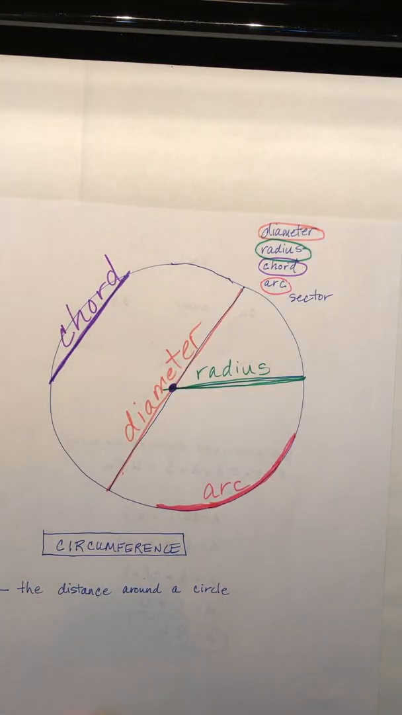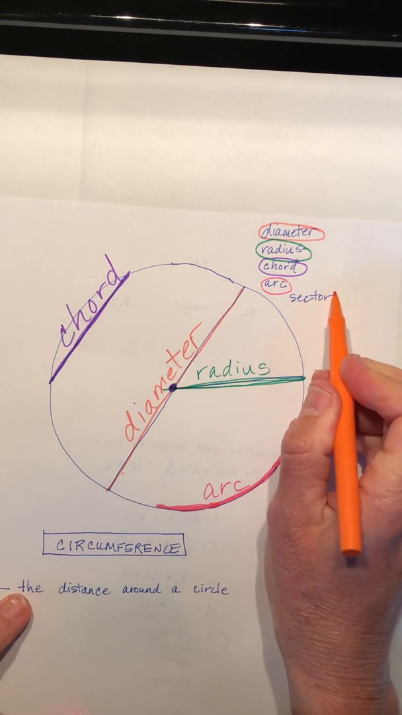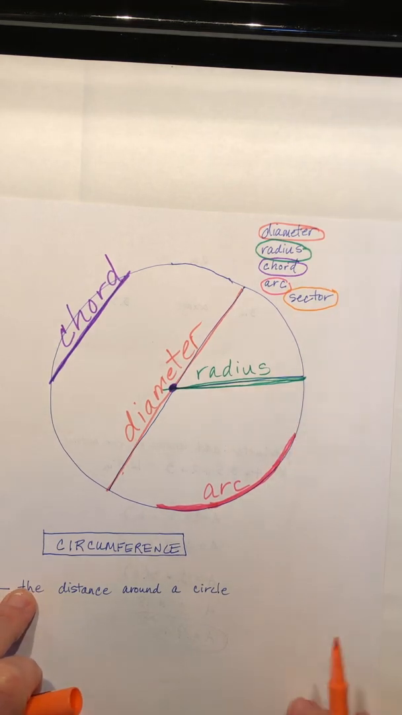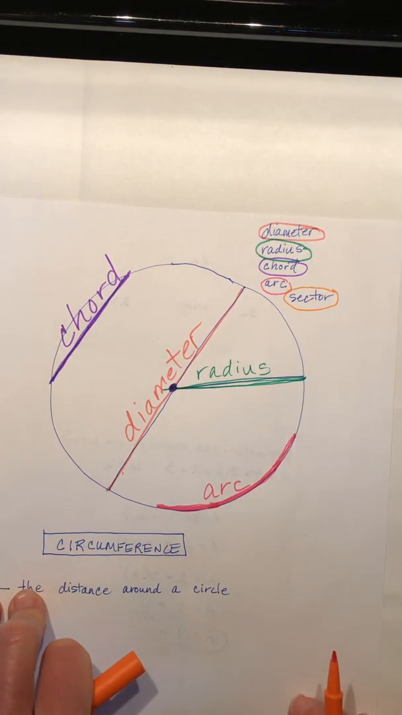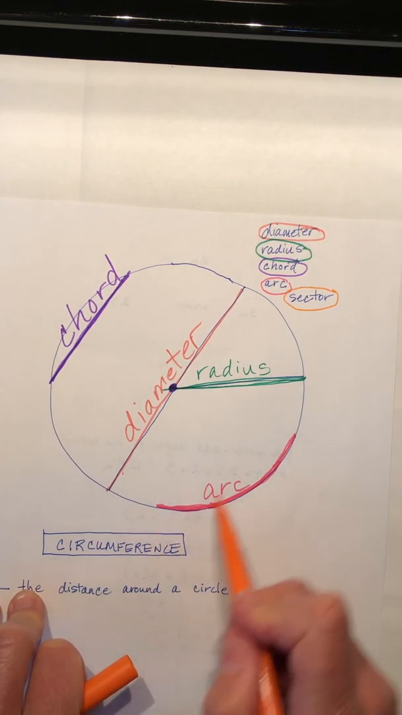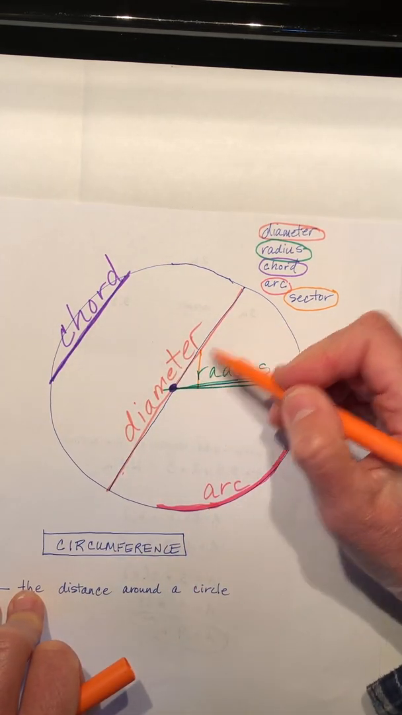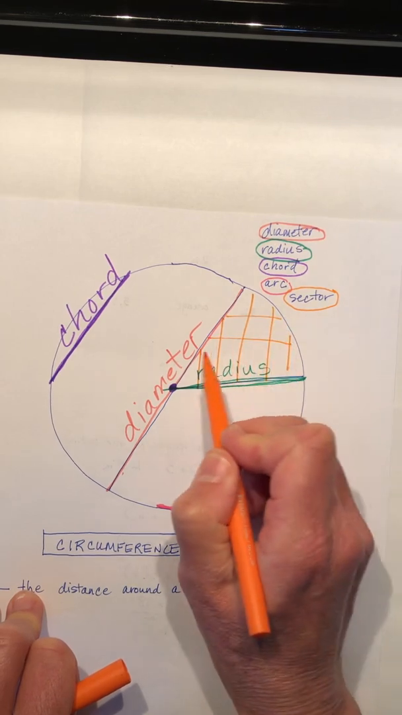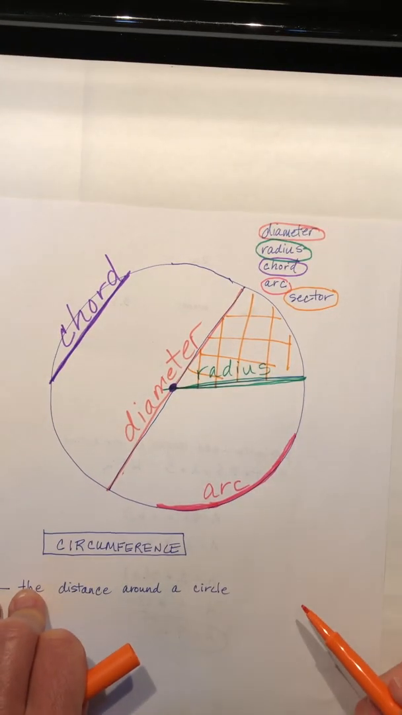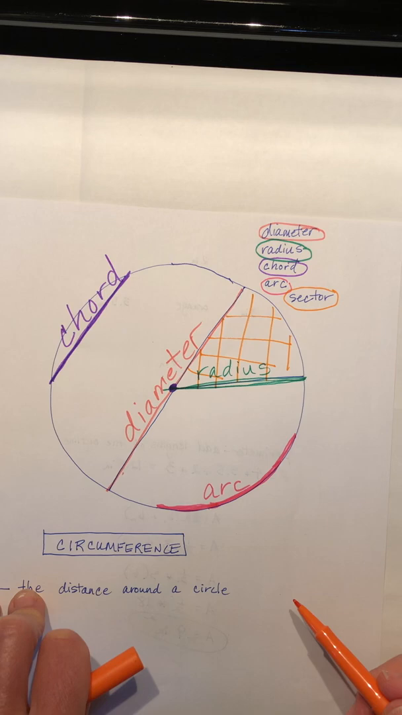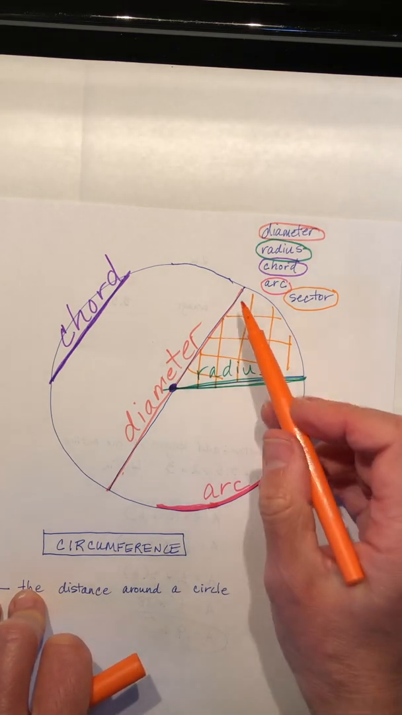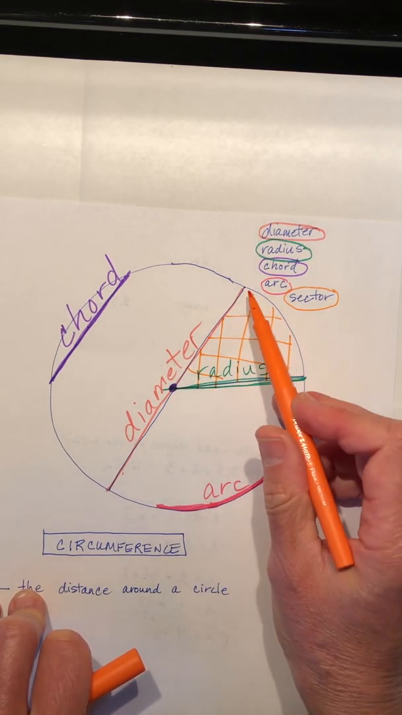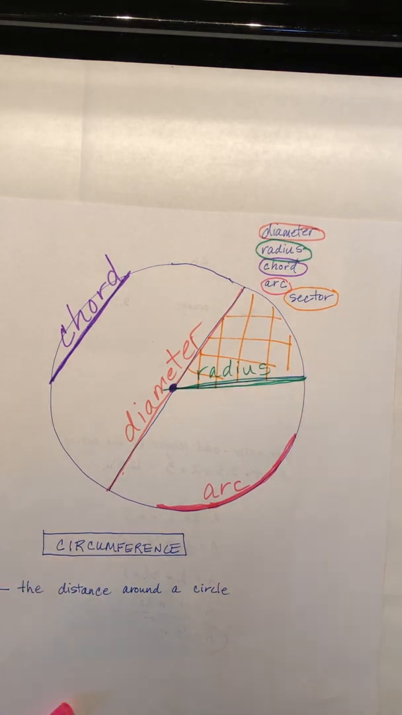All right, last one, sector. So a sector really means a chunk of the pie that is the circle. So here's our whole pie, and a sector could be any portion in here. I could make a big sector. I could have a teeny tiny sector. As long as you have a piece that is the shape of a piece of pie, you have found a sector. All right, very good.